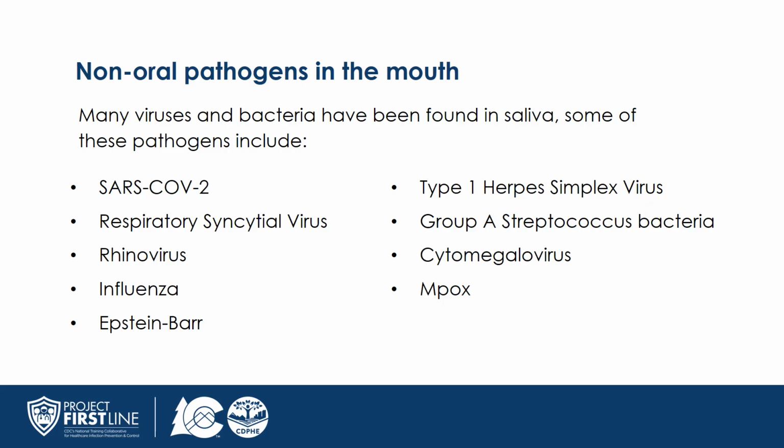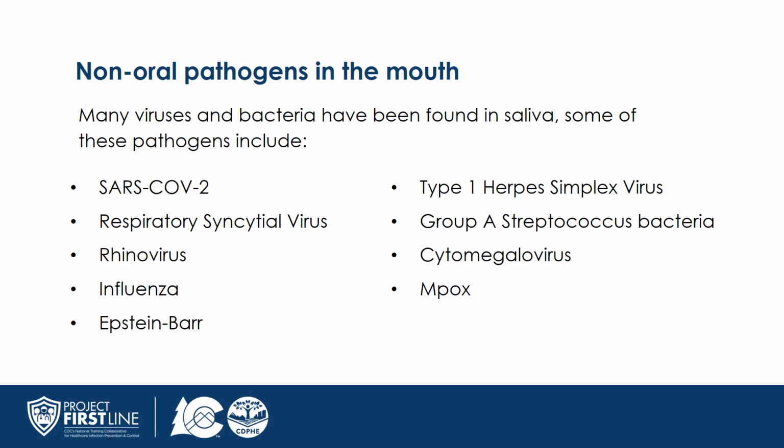Now let's talk about the second type of microorganisms in the mouth. The first type was the oral flora or oral microbiota. Now let's talk about the second type, which is the non-oral pathogens in the mouth, which are viruses and bacteria that infect other parts of the body but are found in saliva.